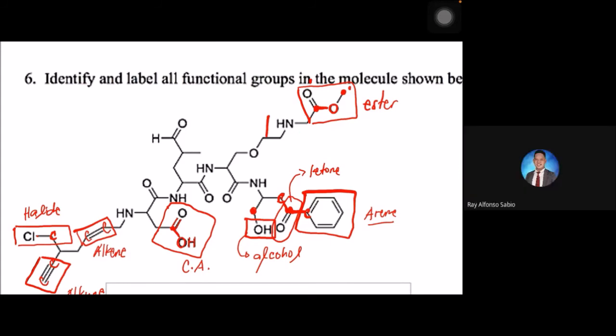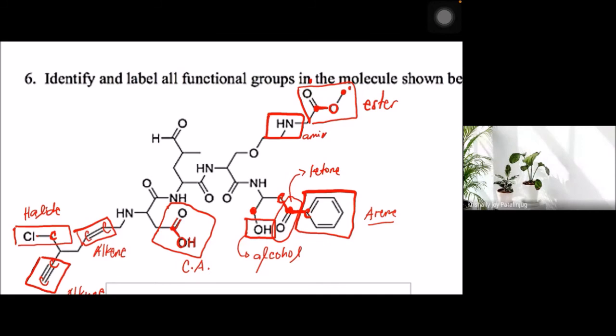What about this portion? Amine. Okay. Amine. Very good. What about this one? This is carbon. Carbon. Very good. It is ether. Okay? Ether. ROR. What about this portion here?